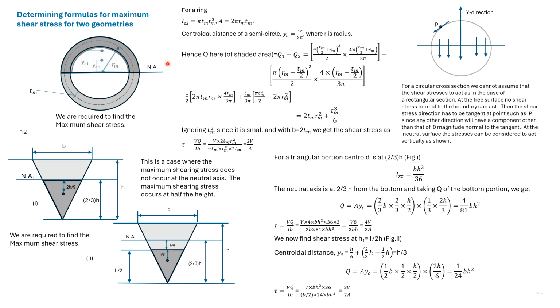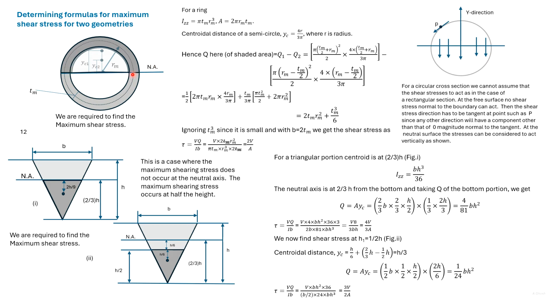Here we determine the maximum shear stress for two geometries, a ring and a triangular section. The ring is the cross-section of a pipe. We consider the thickness of this ring as Tm and the radius of the center line as Rm. Then the moment of inertia is given as pi Tm Rm cubed, and the area is given as 2 pi Rm into Tm. The maximum shear stress occurs at the neutral axis.